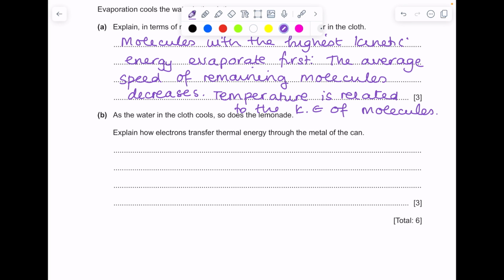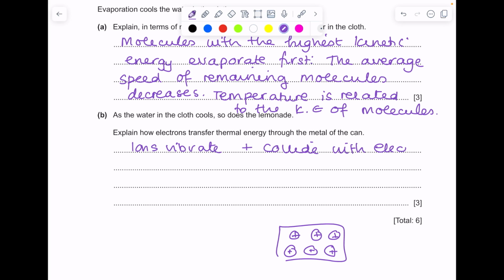So if you think about the structure of the metal, we've got positive metal ions surrounded by a sea of delocalized electrons. Now, those positive metal ions are vibrating, and they vibrate and therefore collide with the electrons. And then because those electrons are free to move, they'll carry the thermal energy through the metal of the can as they move through the metal.